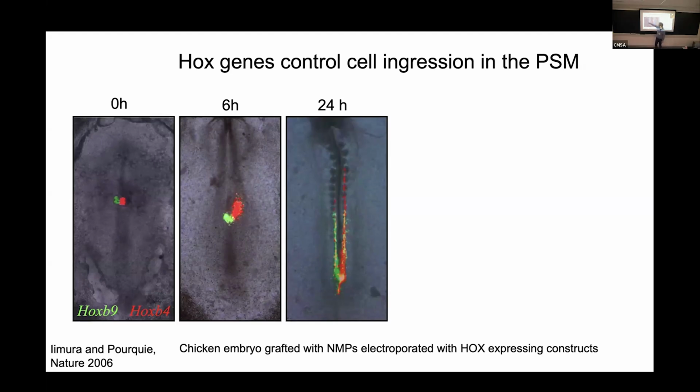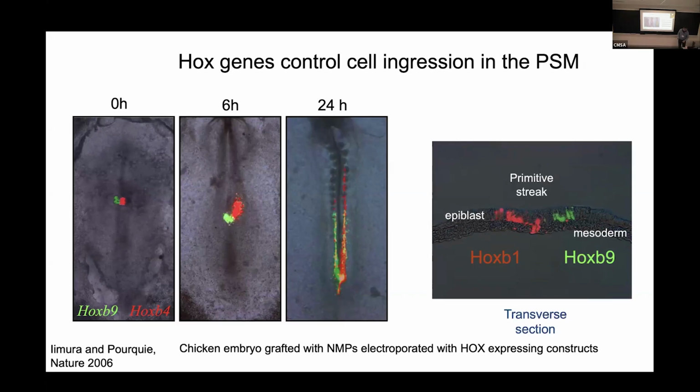Because these two tissues are placed exactly at the same time, they should be bilaterally symmetrical. Here, the only thing you changed is that you express two different genes. And so what they suggest is that the Hox genes themselves are controlling the ingression of the cells. And by doing so, they control the positioning of the cells along the anterior-posterior axis.